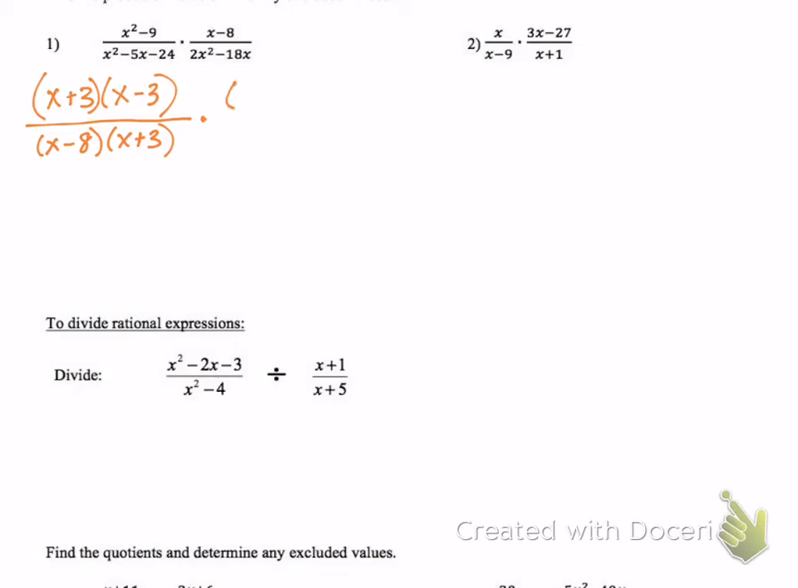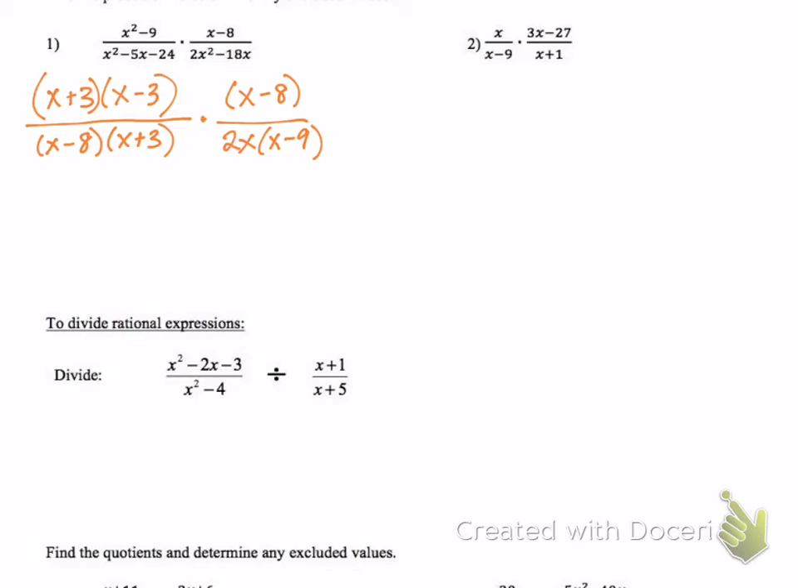I can't do anything to the top, x minus 8. What can I do to the bottom? Can I pull out a greatest common factor? 2x. Then I'm left with x minus 9. So this is the fun part. Combining means just writing it across. Sometimes I don't even write it as one fraction because that's an extra step. I just start canceling things.